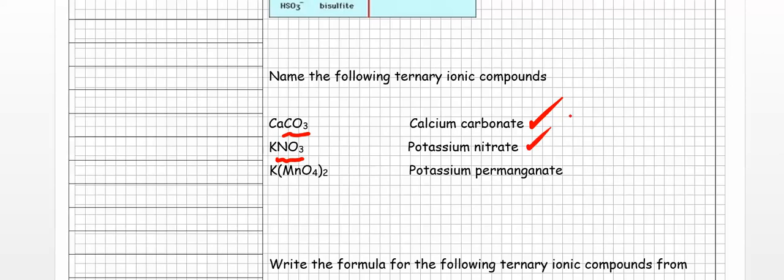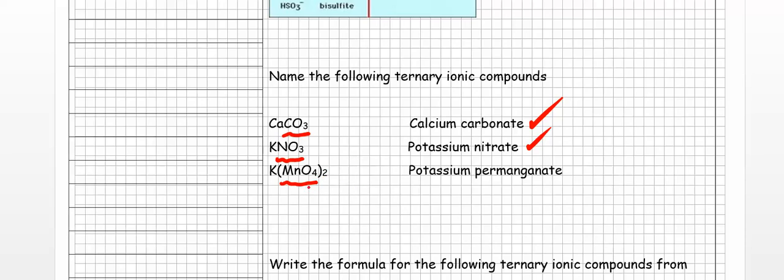Now this one's a little bit more complex. It's not too terrible, but it does have parentheses. That's not going to bother us. What we're going to do is recognize that this right here is a polyatomic ion. We'll talk a little bit about why the 2 is here in just a moment. But the point is this.